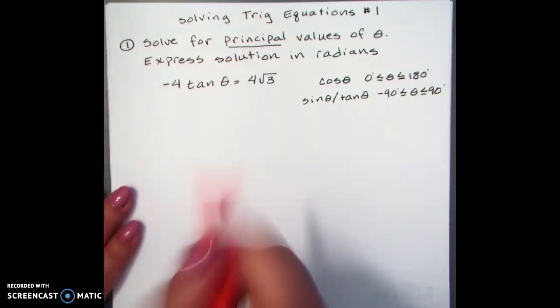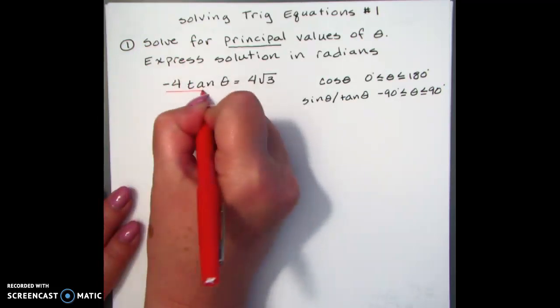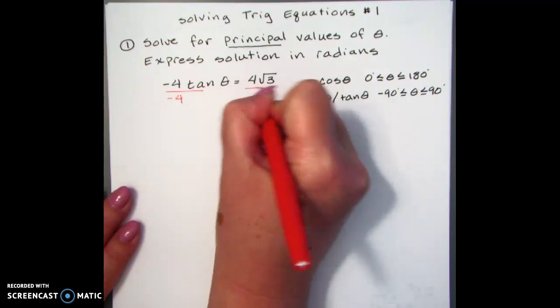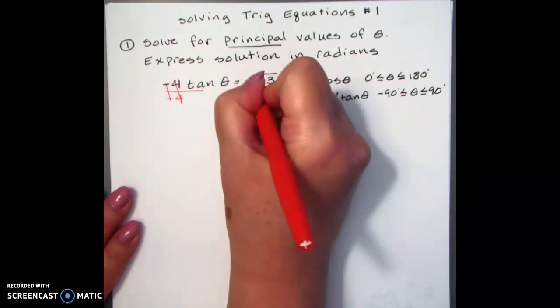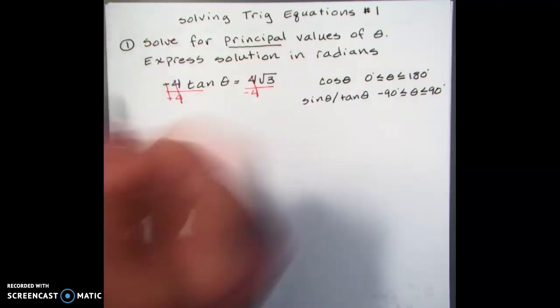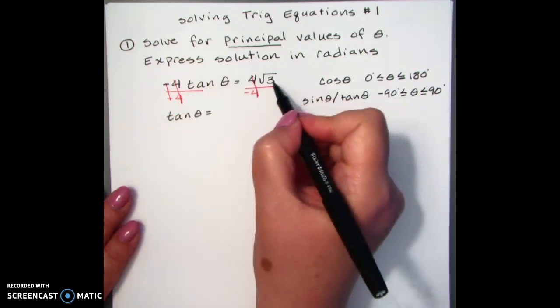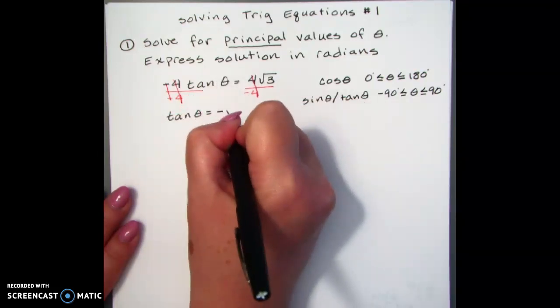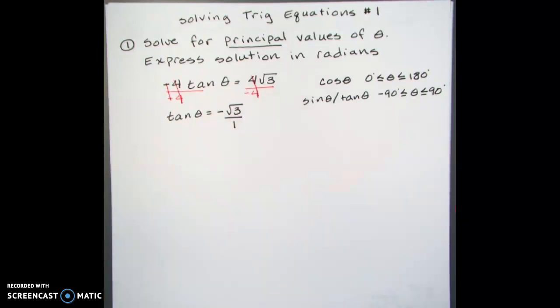So we're going to go ahead and solve this. The first thing we want to solve for is tangent of theta, so we're going to divide both sides by negative 4. Here the negatives and the 4 cancel, and here the 4's just cancel. And so we get the square root of 3 divided by negative 1, which is negative square root of 3, or negative square root of 3 over 1.